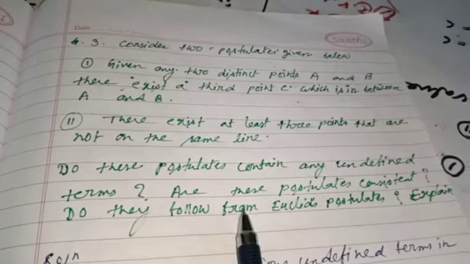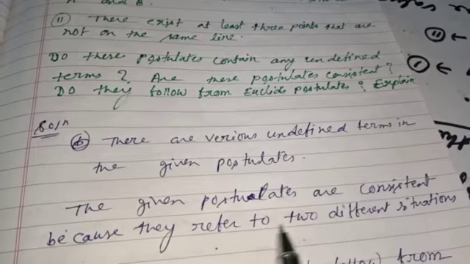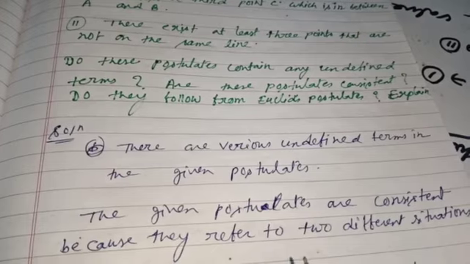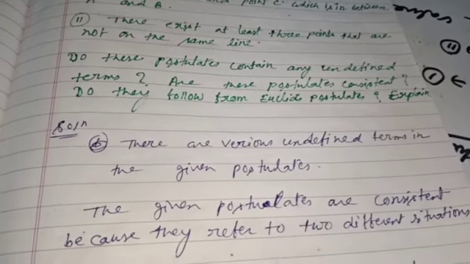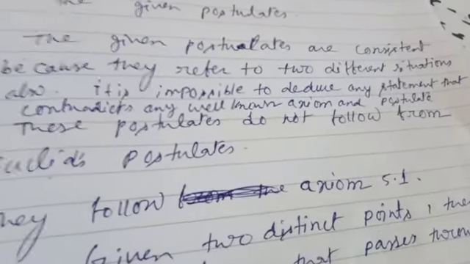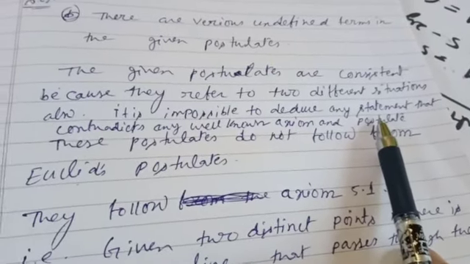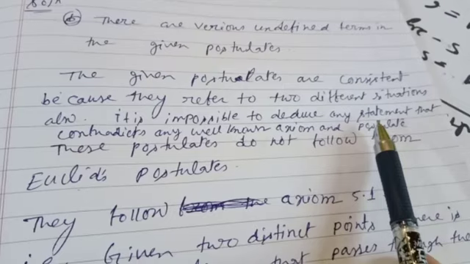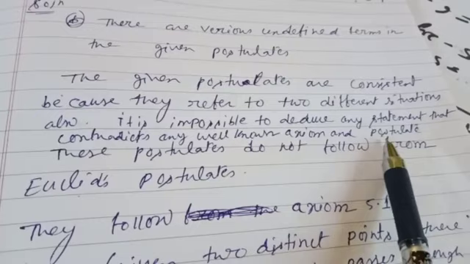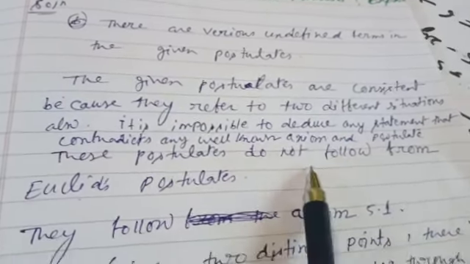Next, are these postulates consistent? The given postulates are consistent. Why? Because they refer to two different situations. Also, it is impossible to deduce any statement from them that contradicts any well-known axiom and postulates. Those statements are consistent.